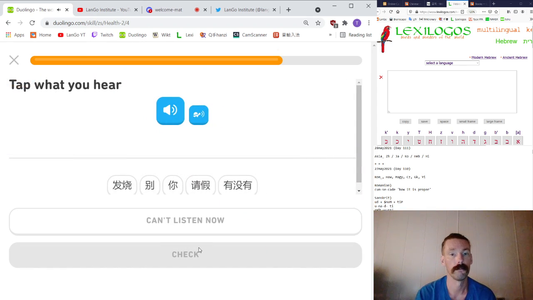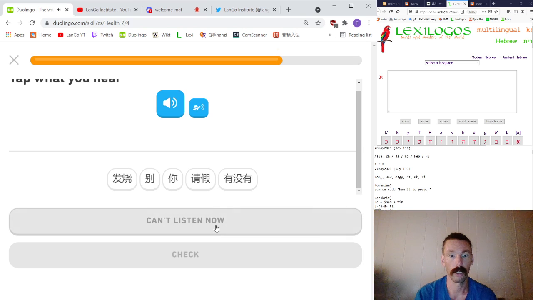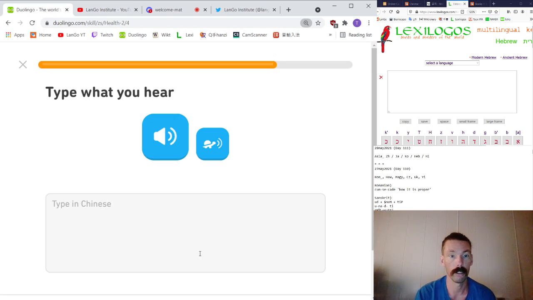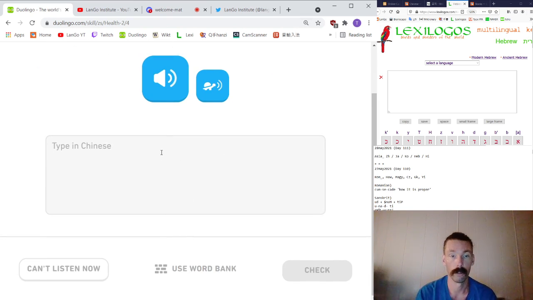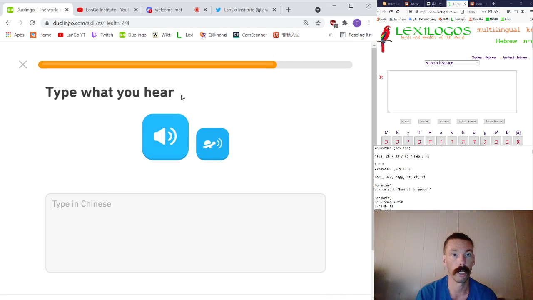你有没有发烧？ Okay, now the fun part to me is not using the word bank, but getting the characters. Let us write by hand for now. 你有没有发烧？ Takes a little while, but it's worth practice.